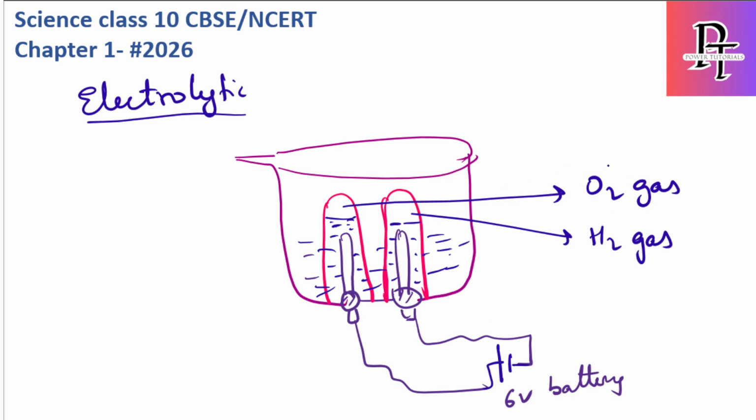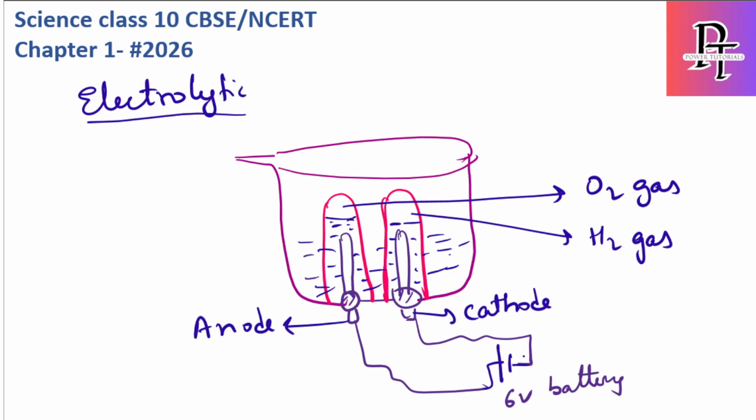Why? Because oxygen is negatively charged, it will be attracted to the positive anode, and hydrogen is positively charged, it will be attracted to the negative electrode. The negative electrode is not called the anode, it is called the cathode. So this is the cathode, where hydrogen gas is emitted, and where oxygen gas is emitted, we call it the anode.